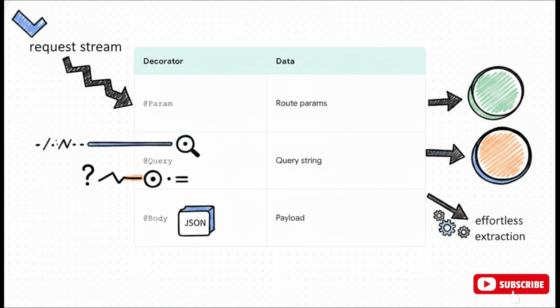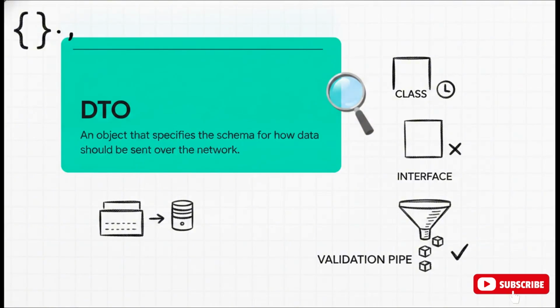You literally just decorate your method parameters, and Nest hands you the exact data you asked for on a silver platter. Now, when we extract a payload using something like @Body, we actually need to define what shape that data should take. This is where DTOs, or data transfer objects, come into play. A DTO specifies the exact schema for your network data.